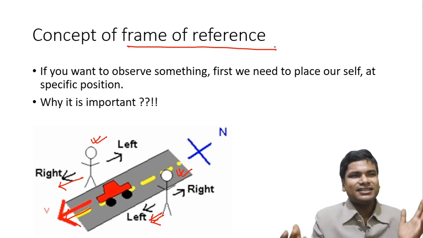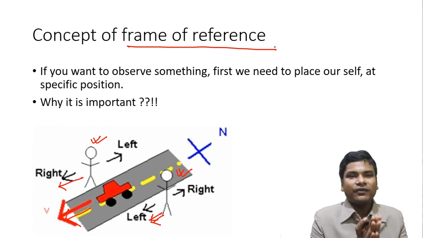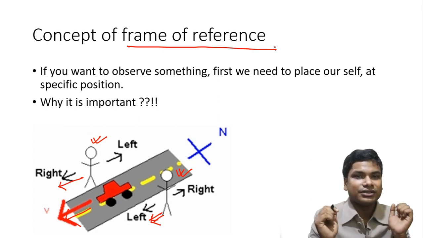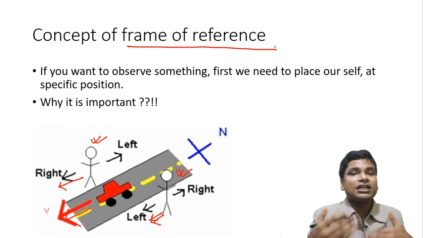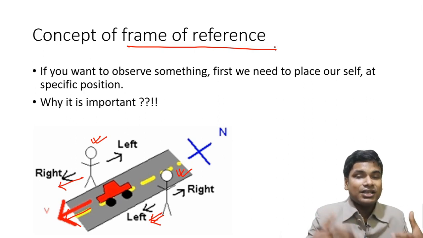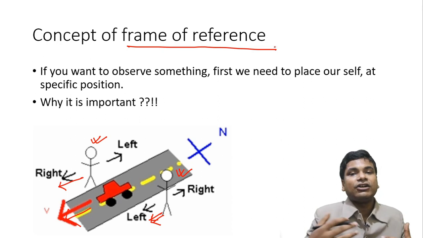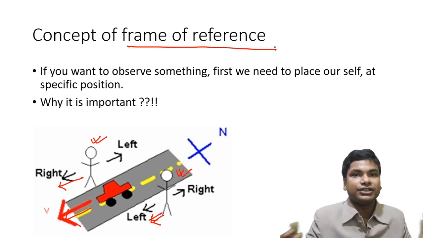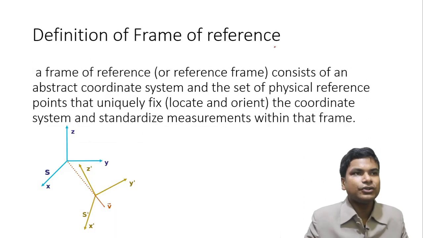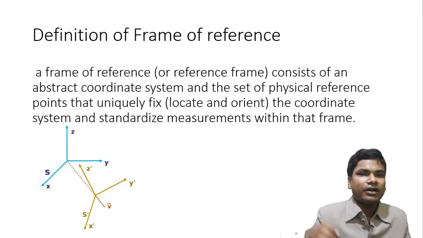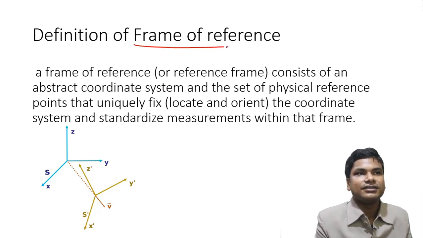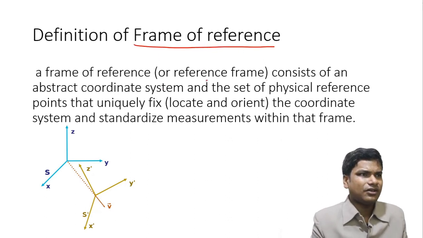So, as you can see, for anything we observe, this frame of reference is very important, because if we change our frame of reference, the entire value, the entire reading, the entire observation can be different for different positions. So let us try to define frame of reference. What is the definition of frame of reference?